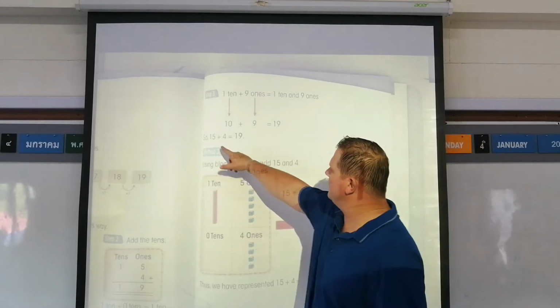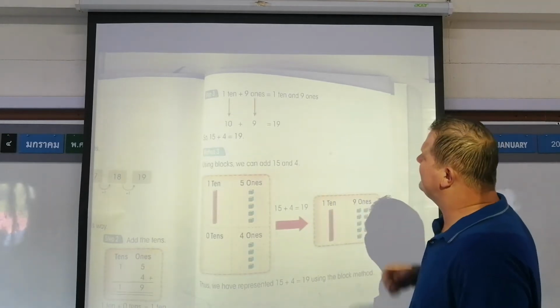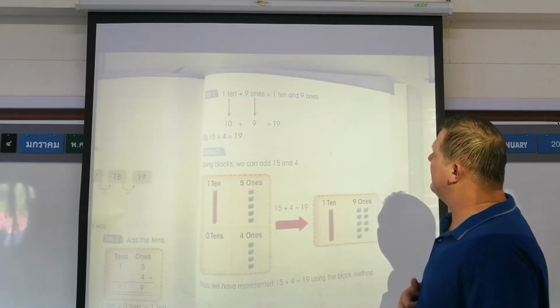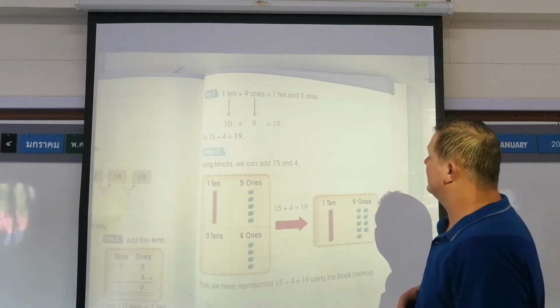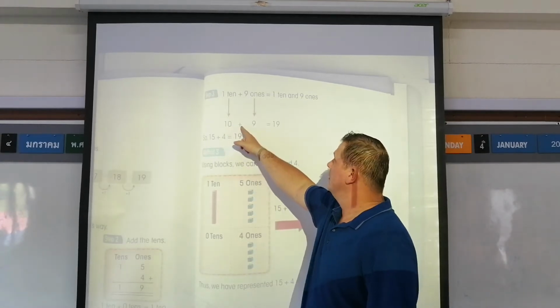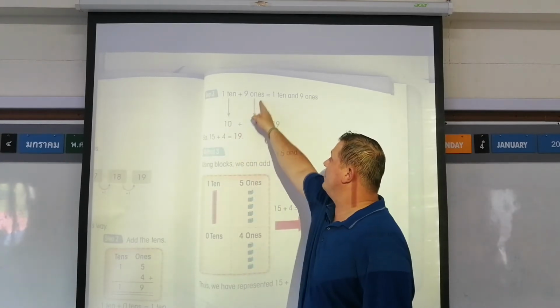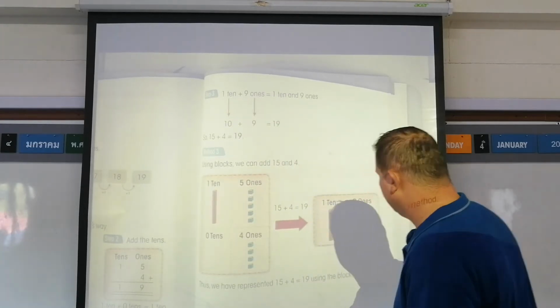It's just the same thing, guys. 15 plus 4 is 19. They're showing you 1 ten plus 9 ones equals 1 ten and 9 ones. All right. So 1 ten plus 9 ones equals 19.